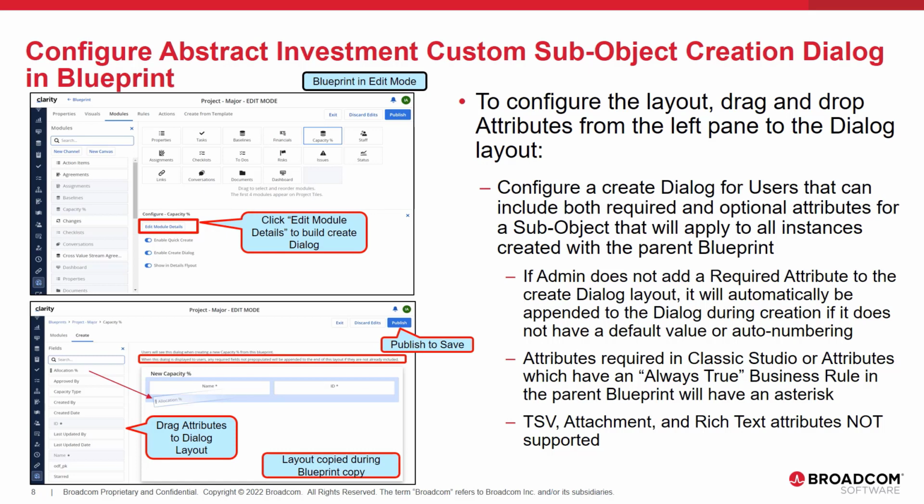That's assuming that those attributes that are required don't have a default value or auto numbering set up in Studio. If they did, then those values would just be populated and they wouldn't be appended to the dialog.